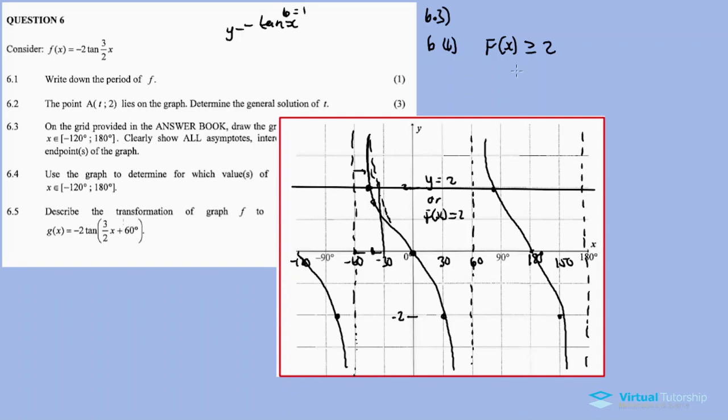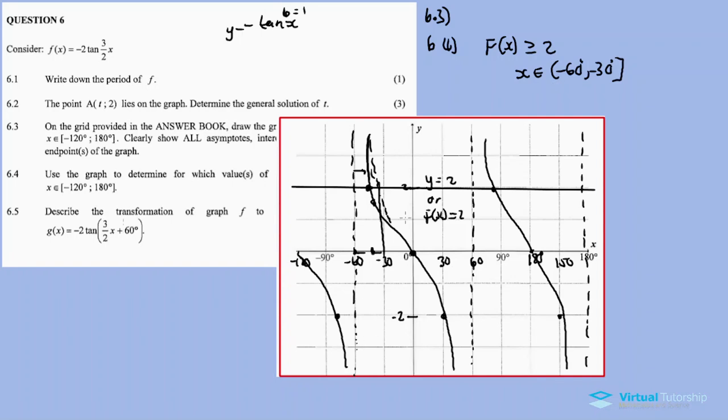So the x values that will make f at x greater than or equal to 2 are between minus 60 degrees and minus 30 degrees. So x is an element of negative 60 degrees to negative 30 degrees included. This one we exclude since it is an asymptote.